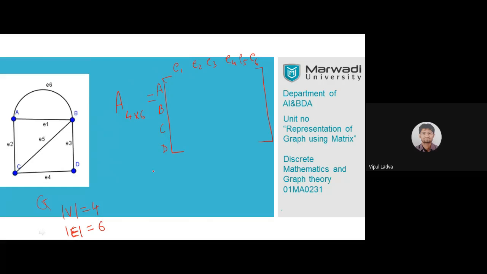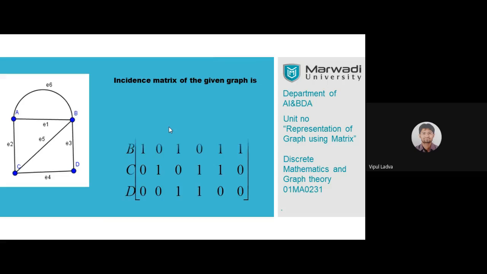Are we good with this? इतना समझ में आ रहा है सभी को? हाँ या ना? Yes, sir. Good. Then let me show the actual incidence matrix. Observe this, and let me know how many of you are good with this. अब ठीक से देख के बताओ क्या समझ में आ रहा है?